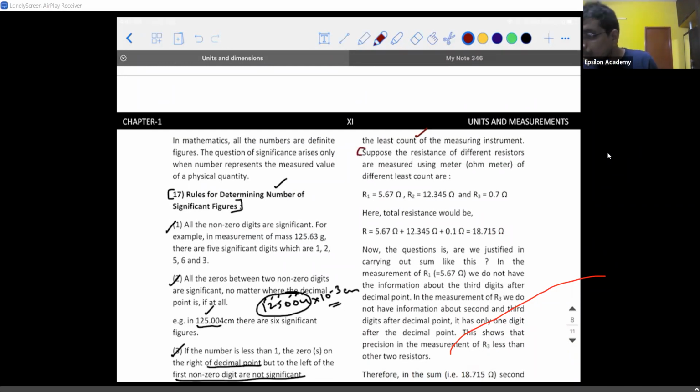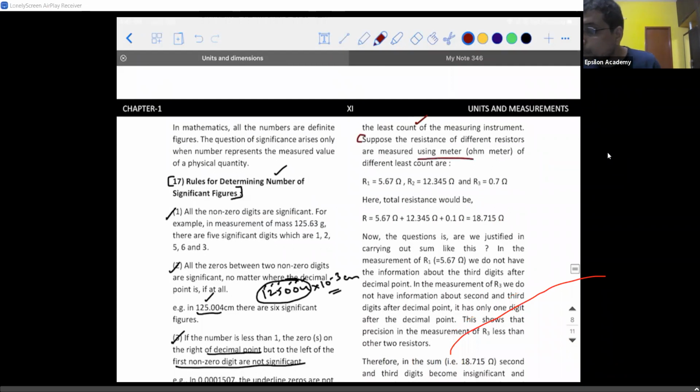Suppose the resistances of different resistors are measured using ohm meters. An ohm meter is a device which is used to measure resistance, of different least counts. For example, there is a resistor R1 where the ohm meter shows 5.67, which means that particular ohm meter has a precision up to 2 decimal values. Somebody else has another measuring device which reports the answer as 12.345. Their answer is more precise, right? R3 is 0.7.